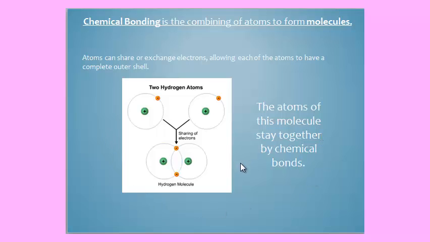The atoms of this molecule stay together by chemical bonds. So you have these two hydrogen atoms. They combine to form a hydrogen molecule. That's H2. Each of the two hydrogen atoms has a single electron, and the outer shell of each hydrogen can hold only two electrons. So that means alone it's not full. But by forming a chemical bond, those two atoms share those electrons, and they both end up with a full outer shell. So in this example of hydrogen, there is only one shell of electrons for each atom of hydrogen.